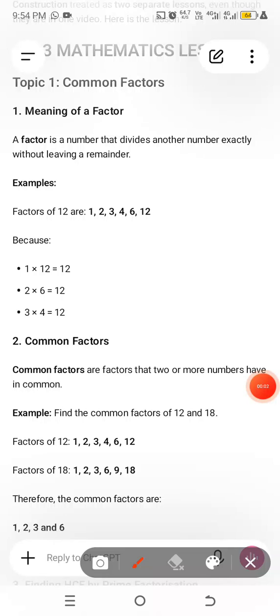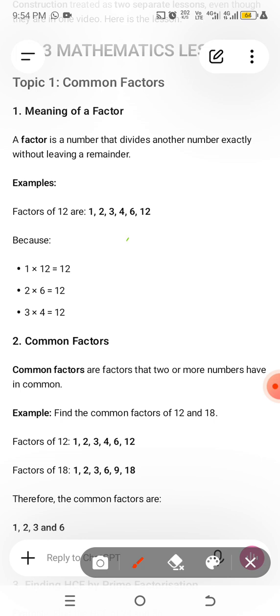So we take common factors. Now in common factors, we look at the meaning of a factor. What is really a factor? Number one, a factor is a number that divides another number exactly without leaving a remainder.